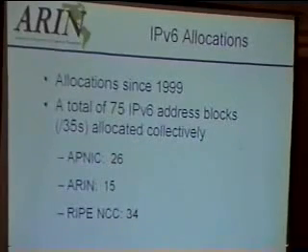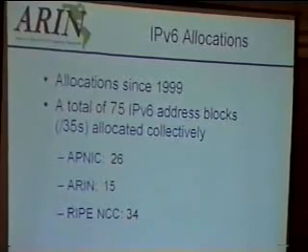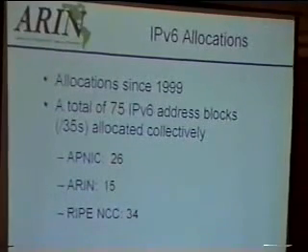And the last bit of statistics, IPv6 allocations. The registries have been issuing IPv6 address space for 2 years now. There's been a total of 75 IPv6 address blocks allocated collectively among the RIRs. /35s. I don't know how many of you are familiar with IPv6. APNIC has issued 26 of those blocks. RIPE NCC has issued 34 of those blocks. In the ARIN region, we have 15 of those blocks issued.